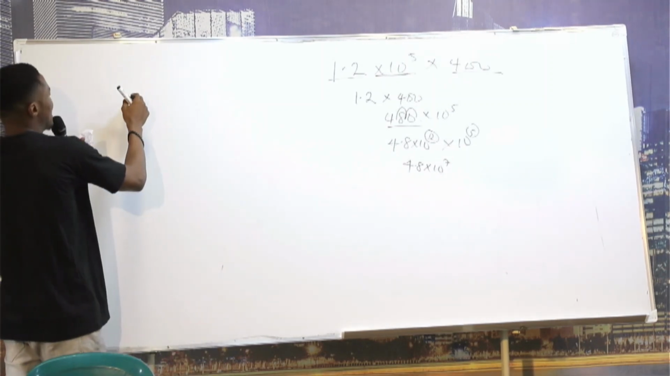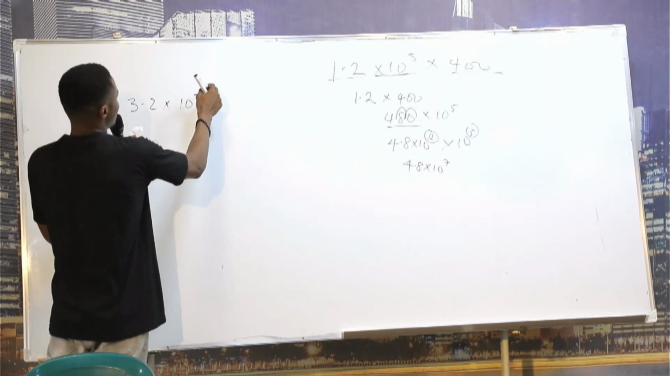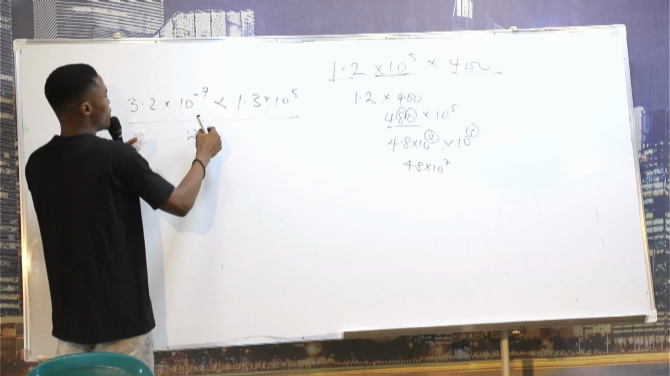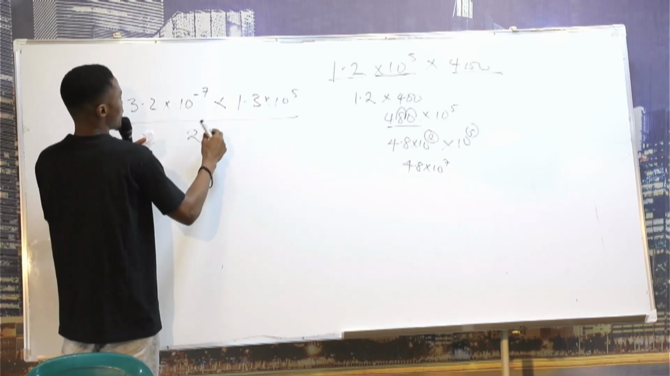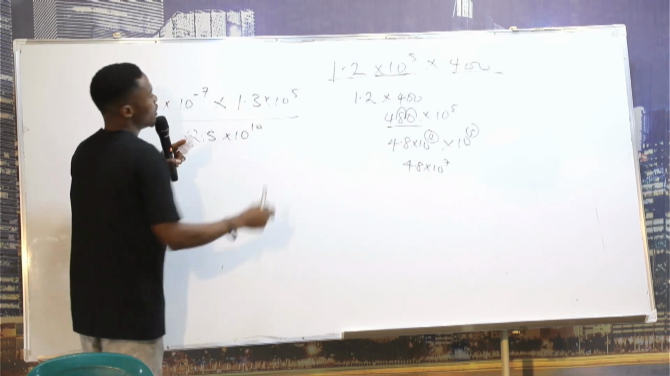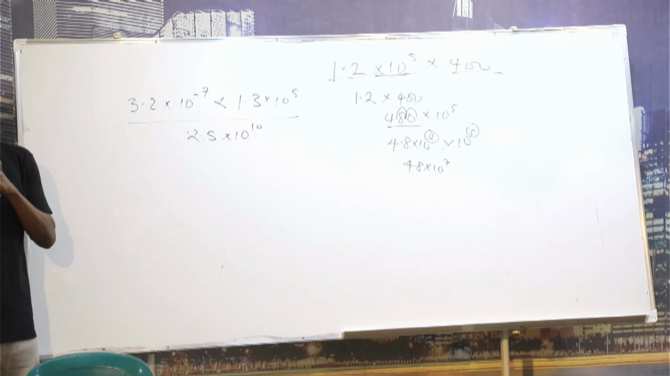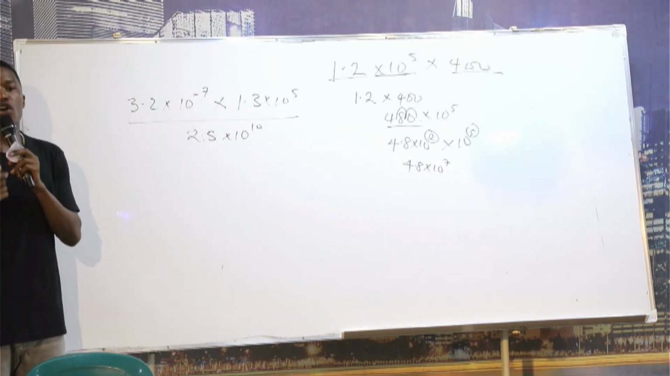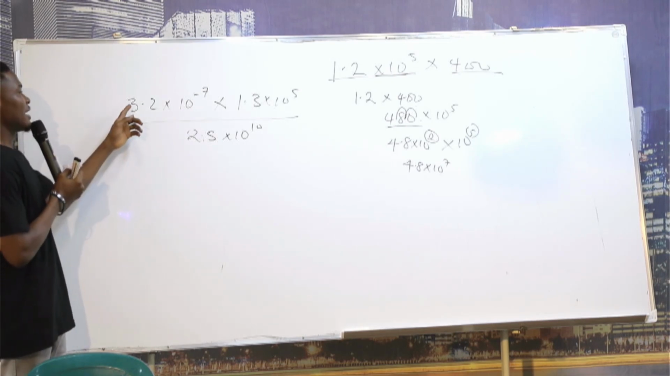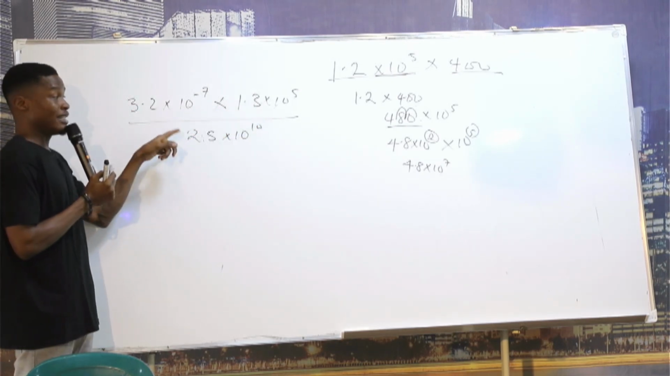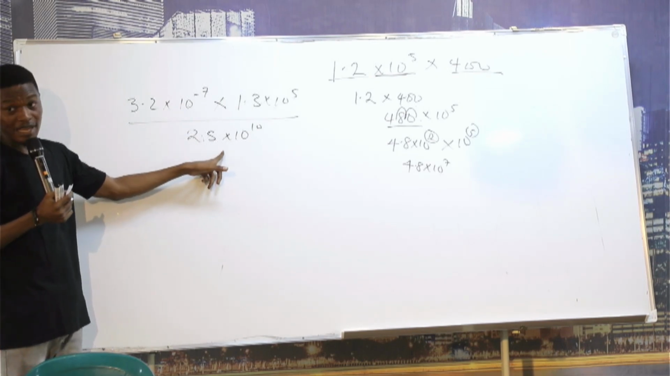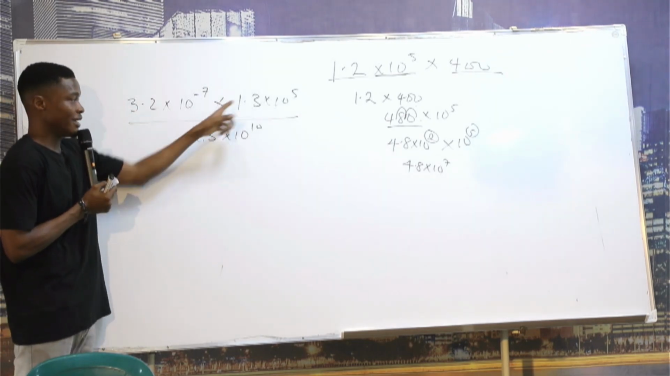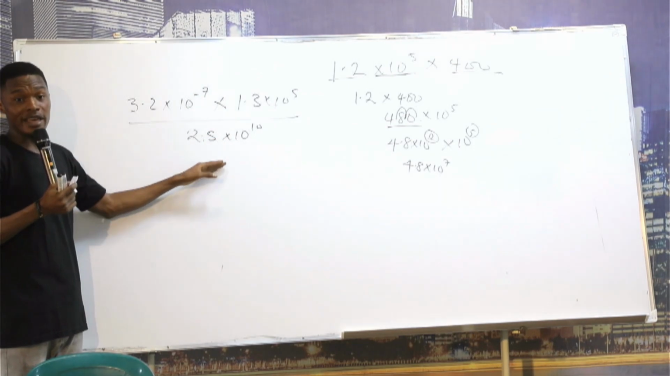Okay? So, let's say you have something like 3.2 times 10 power minus 7 times 1.3 times 10 power 5, maybe all over 2.5 times 10 power, let's say 10, as an example. If you want to do it with that calculator, you don't need to put any of these indices. Don't put it. In that jam calculator, just press 3.2 times 1.3 divided by 2.5. Are you with me? So on that calculator, you press 3.2 times 1.3 divided by 2.5.